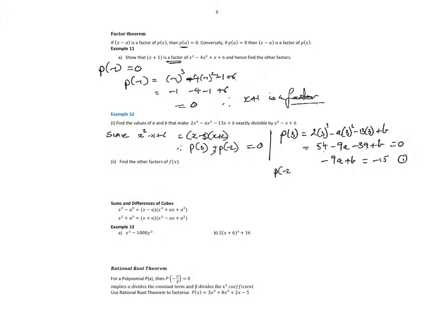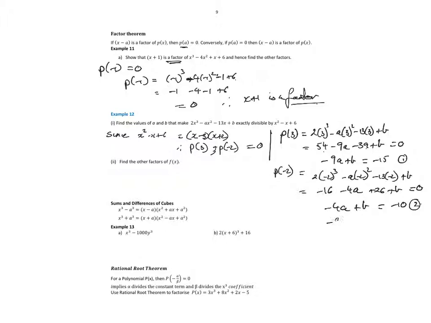P of negative 2 also has to equal 0. So 2 times negative 2 cubed minus a times negative 2 squared, minus 13 times negative 2 plus b. That's equal to negative 2 cubed is negative 8, so negative 16, minus 4a plus 26 plus b. That also has to equal 0. So I get negative 4a plus b equals negative 16 plus 26 is 10, so negative 10. That's equation 2.